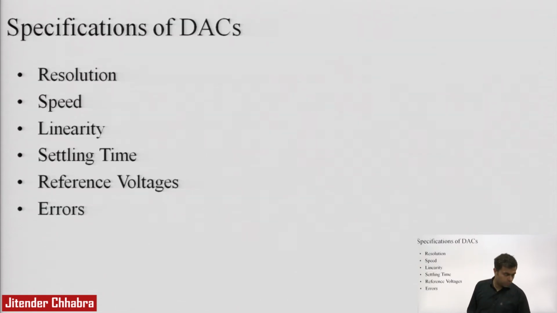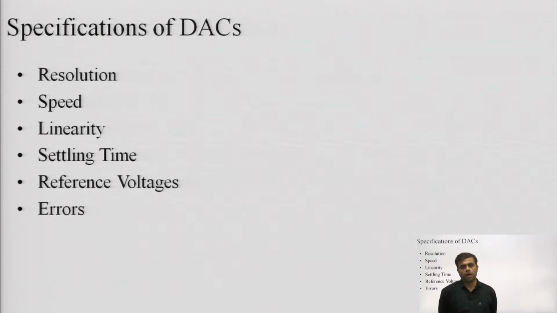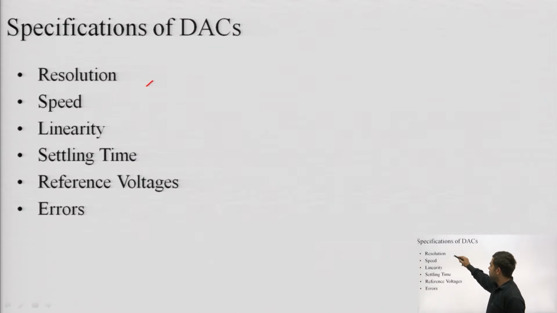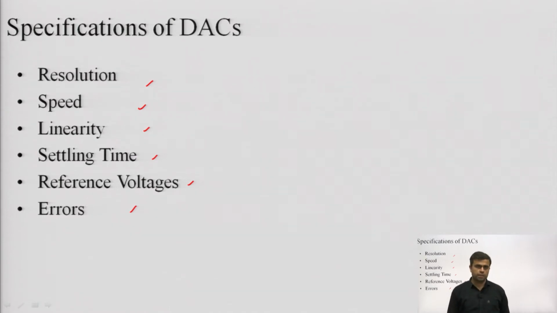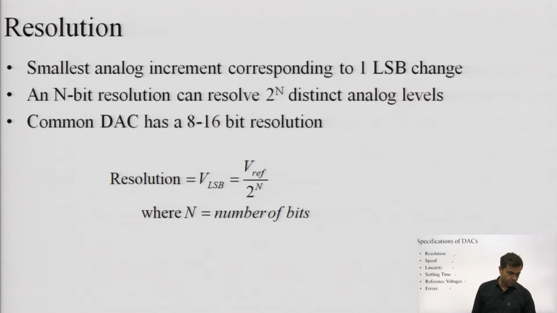So now coming to the specification of DACs. DACs we have already covered in our previous lecture, in which we had seen two types of DACs, weighted resistor and R2R type digital to analog converter. So what are the different specifications of these DACs? These are resolution, speed, linearity, settling time, reference voltage, and errors. So let's start with the first one, resolution.